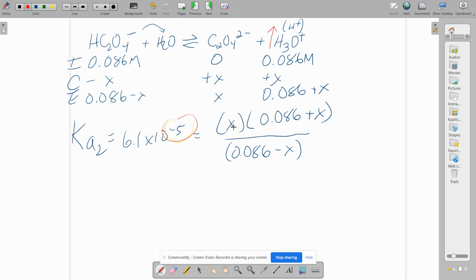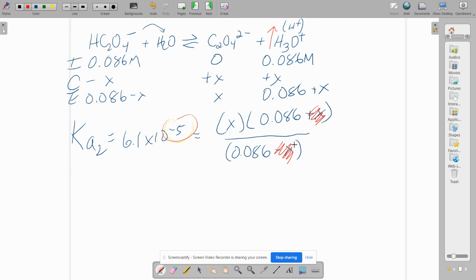Okay, so that being said, what is 0.086 minus a really, really small number? Well, I will tell you that it will not make a difference. Okay, it will be 0.086. And folks, if you can do that on the bottom, you can definitely do that on the top too, because 0.086 plus a really, really small number is going to be 0.086. So you absolutely can do that simplification.